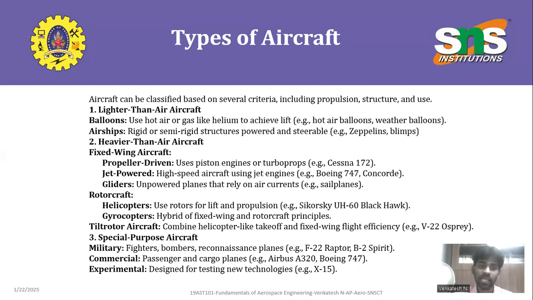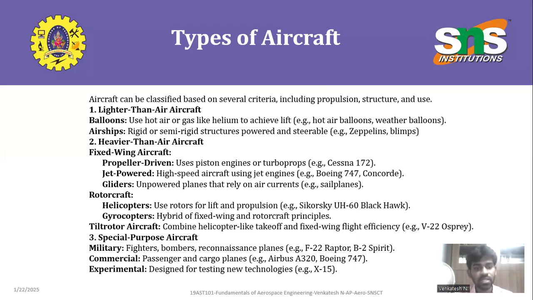Heavier-than-air aircraft include fixed-wing aircraft. Propeller-driven ones use piston engines or turboprops, like the Cessna 172. Jet-powered ones are high-speed aircraft using jet engines, like the Boeing 747 and Concorde. Gliders are unpowered planes that rely on air currents, like a sailplane. Rotorcraft: helicopters use rotors for lift and propulsion. Gyrocopters are a hybrid of fixed-wing and rotorcraft principles. Tiltrotors combine helicopter-like takeoff with fixed-wing flight efficiency.